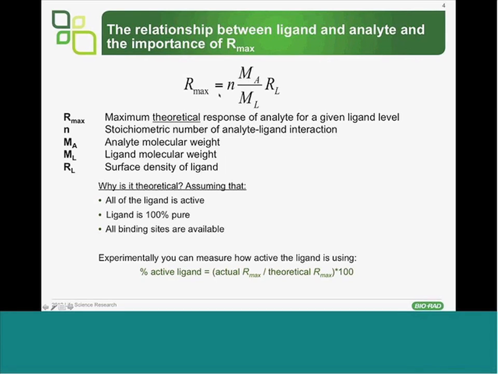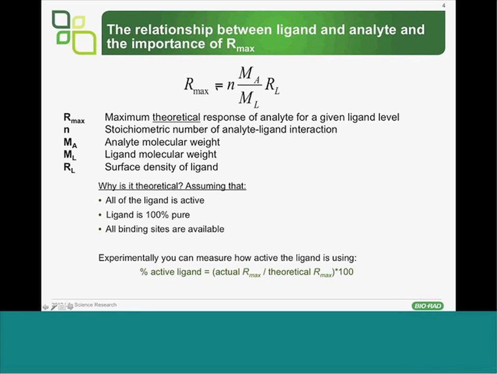Now, for this, what we have is the stoichiometric number of analyte-ligand interactions. So let's say if it's 1, then the n will be 1. So 1 analyte binds 1 ligand. And then what we have is the analyte molecular weight and the ligand molecular weight. And then we have the surface density of the ligand. So basically it's a very simple equation. From the ratio between the molecular weight of the analyte and of the ligand, and of how much ligand is bound, one gets the theoretical limit for binding of the analyte.